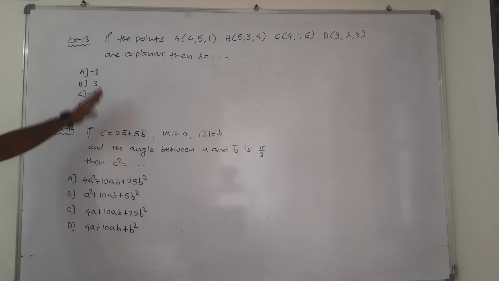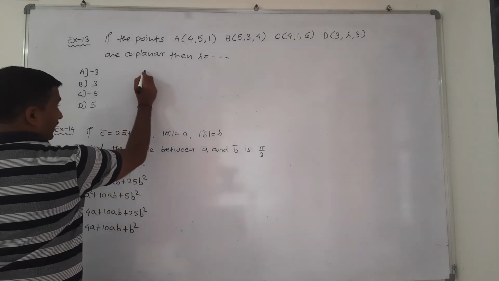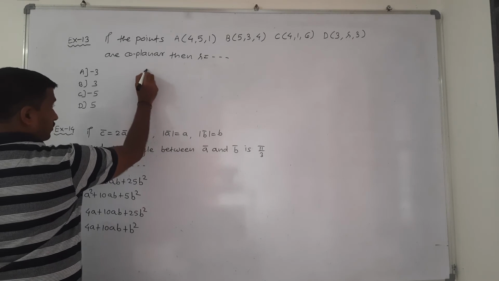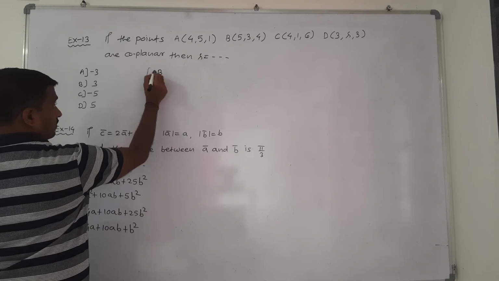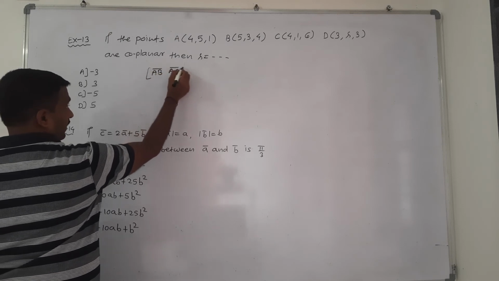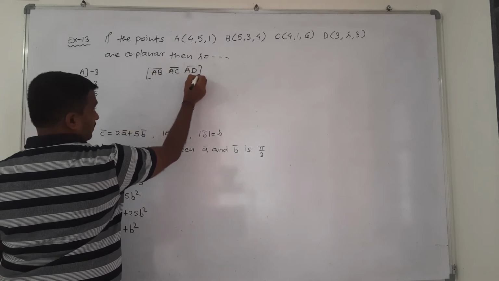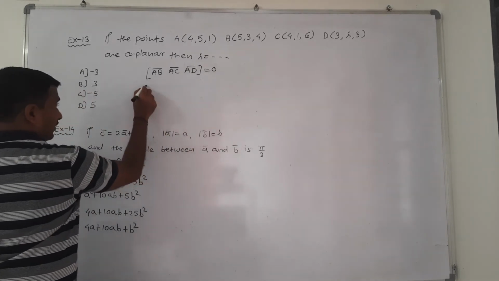Example number 13. If the points A, B, C, D are coplanar, then lambda is equal to dash dash. Since the points are coplanar, therefore the scalar triple product is 0. That is, AB bar, AC bar and AD bar is equal to 0. That is, I take the determinant directly.